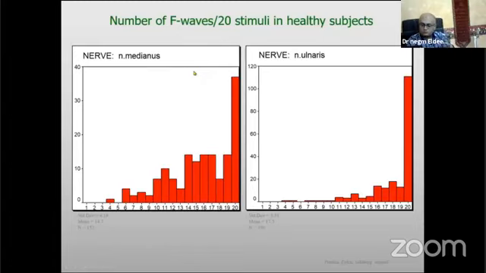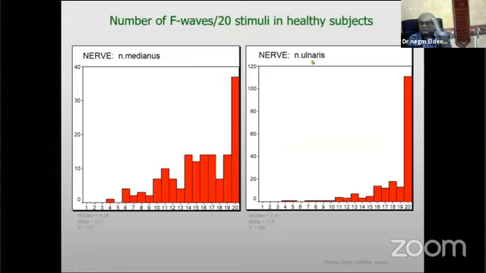excitability of the spinal cord. Here is typical from the median nerve from 152 subjects, and often in the median nerve we have more than 10 out of 20, but it's difficult to make an exact number here.